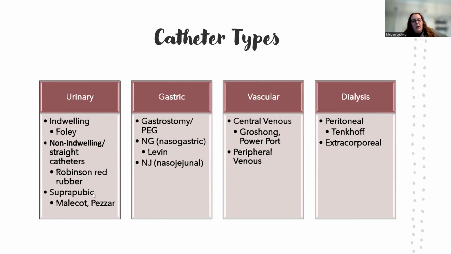Then you have suprapubic catheters that require an incision. This could be due to bladder cancer or something along those lines where they had to do something a little more invasive. That still requires bladder drainage. Maybe their urethra is damaged, whatever reason. They need to still drain the bladder. So they can make an incision above it and place it in with one of those. So that's called a Mailcott or a Pezar, which I have pictures of both.